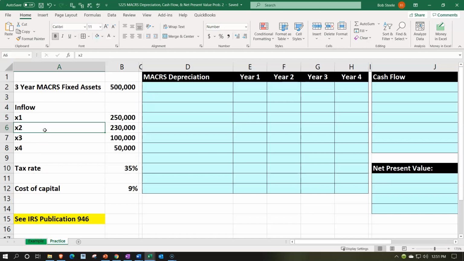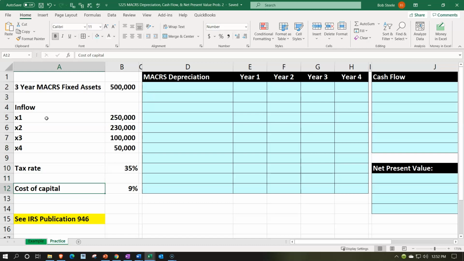imagining that we're investing in a long-term asset, a fixed asset, with a 3-year MACRS depreciation, and then we expect to receive returns on that initial investment related to years 1 through 4, as can be seen here. Tax rate assumed to be 35%. Cost of capital is going to be 9%.